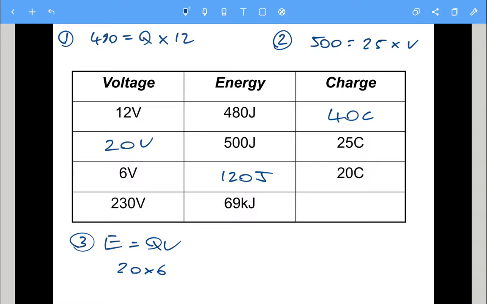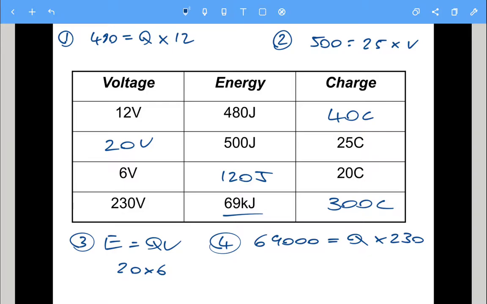Now I need to be a little bit careful on this last one, number 4. So it's E equals QV. That would be 69 kilojoules, which is 69,000, equals charge times voltage, so charge times 230. For the charge, we need to get rid of the times 230, so that would be 69,000 divided by 230 volts, which gives a charge of 300 coulombs. So that should be pretty straightforward. Hopefully that went okay. Let's move on to one last thing.